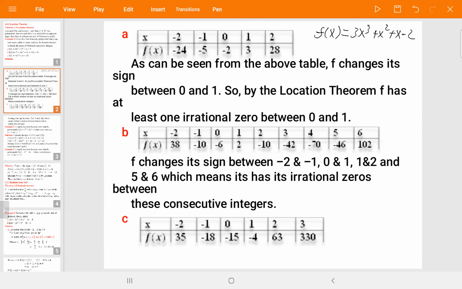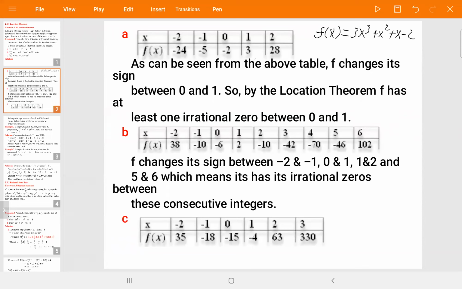Then at 0, the value of f of x at x equal to 0 is always equal to the constant term in a polynomial. So the constant term of the polynomial is minus 2. So still it is negative. Now when x is equal to 1, 3 plus 1 plus 1 is 5. 5 minus 2 is 3. So it is 3 and it is positive.